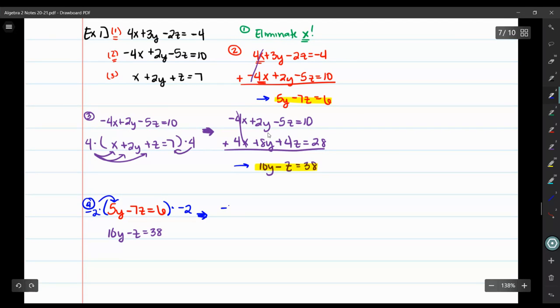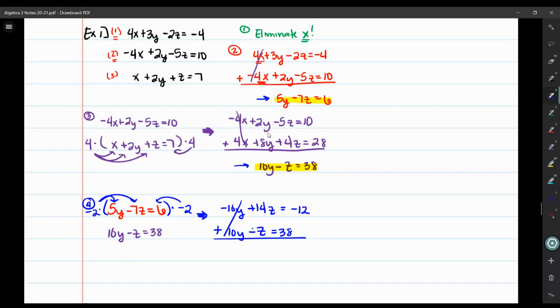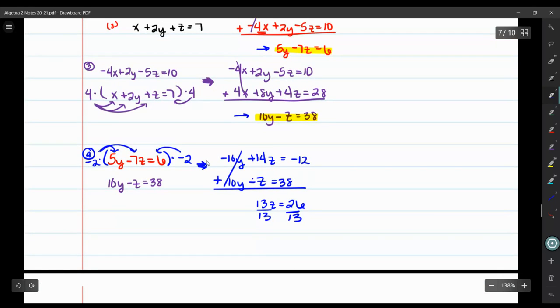So negative 2 times 5y makes negative 10y. Negative 2 times negative 7z is a positive 14z equals 6 times negative 2 makes negative 12. And the bottom equation, we're not changing: 10y minus z equals 38. Now that we're ready to cancel the y's, we'll add these up. The y's make 0. 14z minus a z makes 13z equals negative 12 plus 38 makes 26. And to get z by itself, we're going to divide by 13, and we end up with the solution that z is equal to 2.